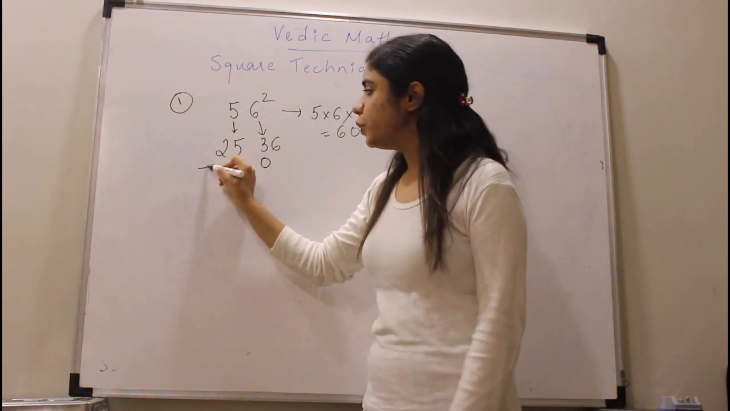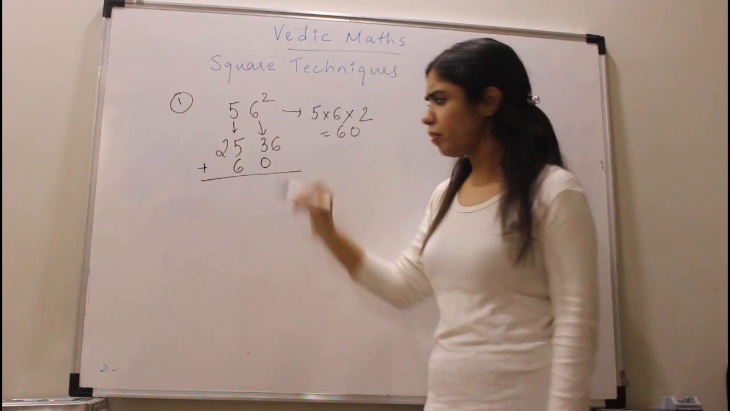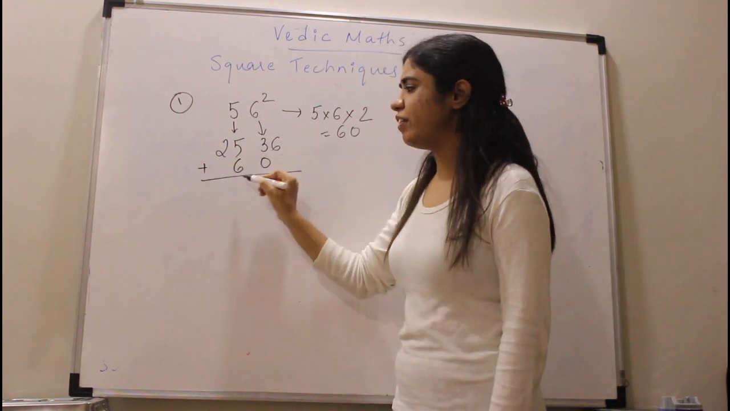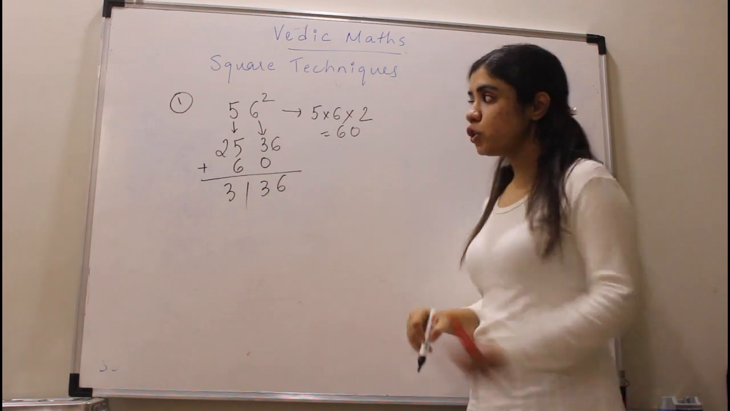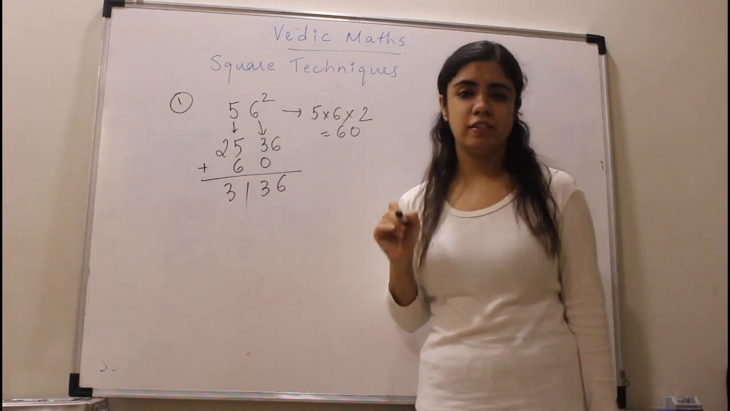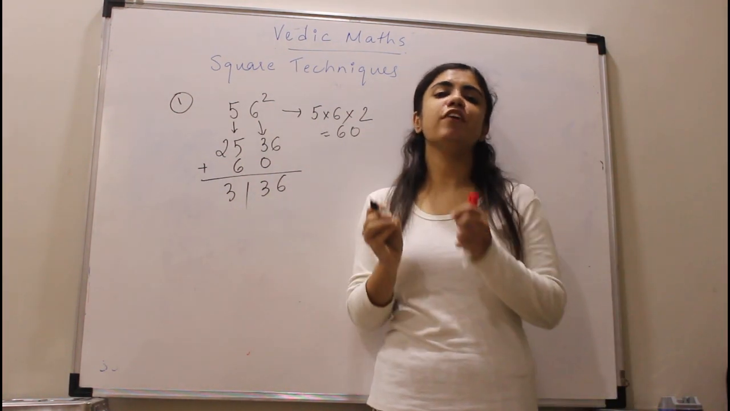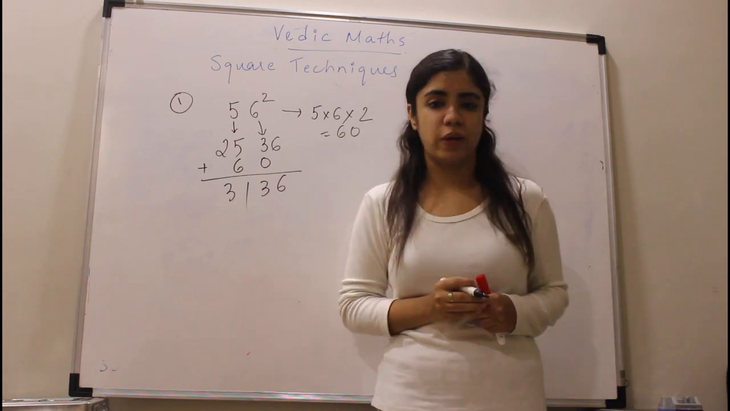Now what will you do? You will add these numbers. This will become 36. 25 plus 6 is 31. So 3136 becomes your answer. So it hardly takes 5 to 7 seconds to solve these squares.